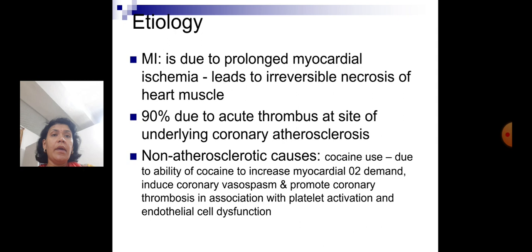Etiology. MI is due to prolonged myocardial ischemia. So it leads to irreversible necrosis of the heart muscles. 90% due to acute thrombus at the site of underlying coronary atherosclerosis. There can be non-atherosclerotic causes also, like cocaine use, because of the ability of cocaine to increase the myocardial O2 demand, and also it induces coronary vasospasm and promotes coronary thrombosis in association with platelet activation and endothelial cell dysfunction.